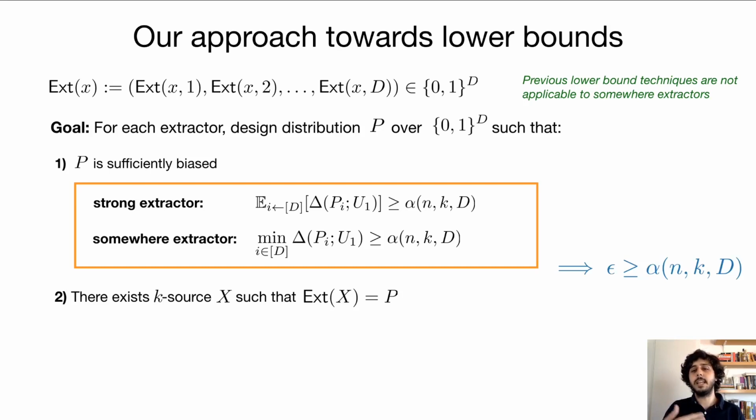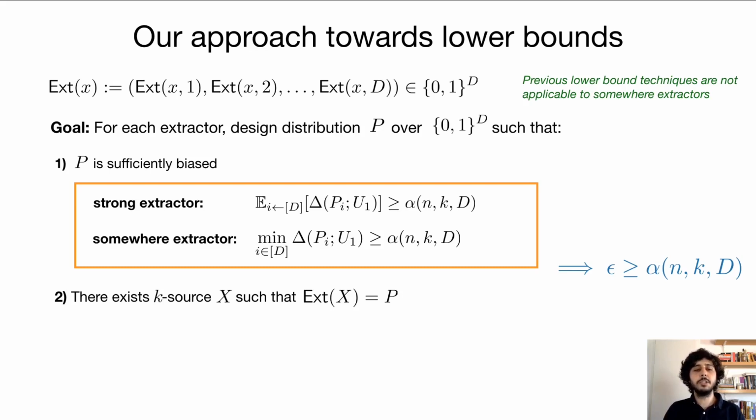In particular, we get that epsilon is at least alpha. And so this can be rearranged to get a lower bound on the number of seeds of the extractor. So the problem here is that satisfying either one of these conditions by themselves is trivial, but it is very difficult to try to do both at the same time.